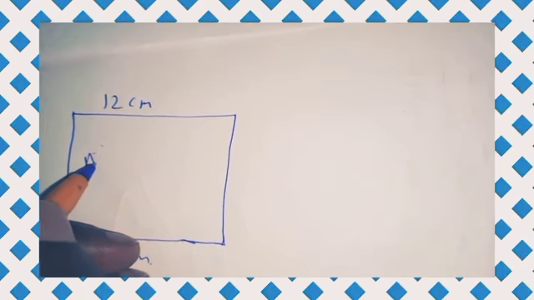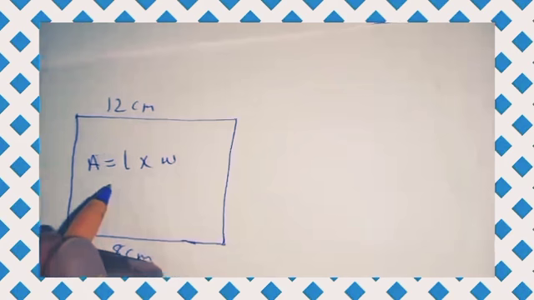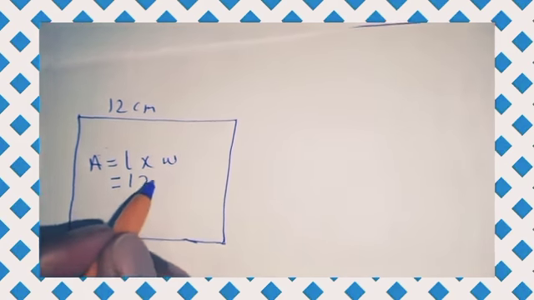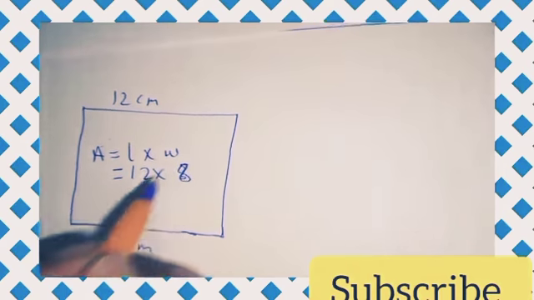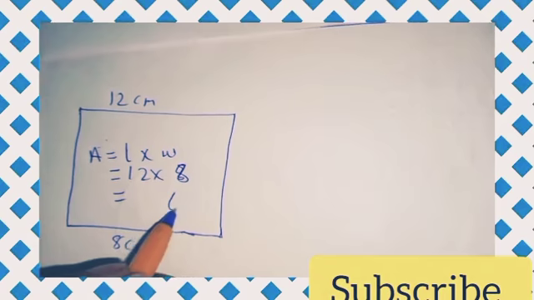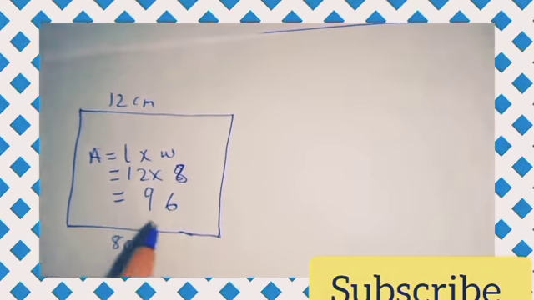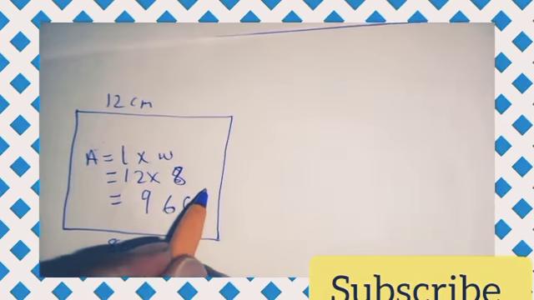So the area of this rectangle will be given by length times width, which is clearly 12 times 8. 12 multiplied by 8, which is equal to 8 times 2 is 16, 96 square centimeter. That is the area.